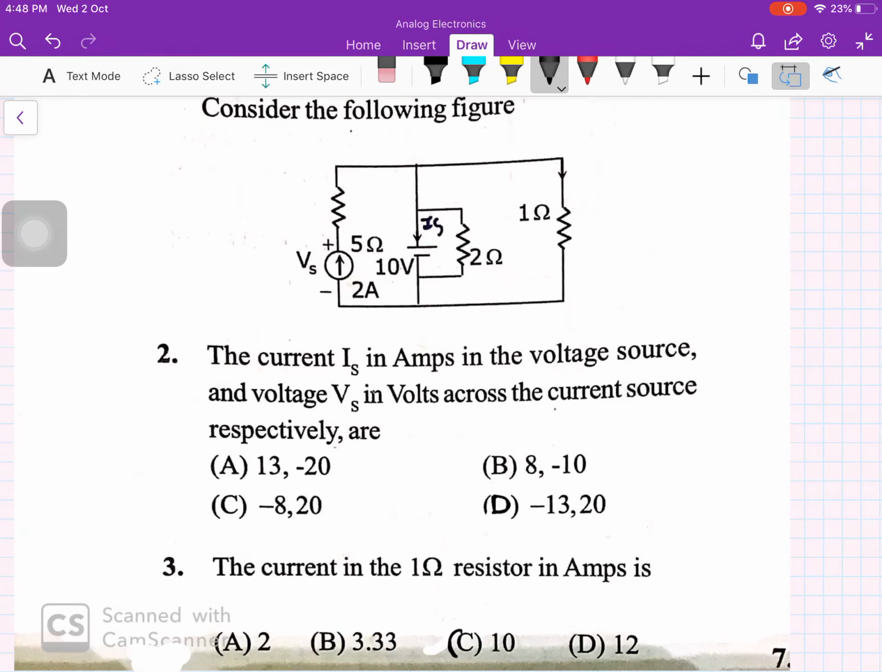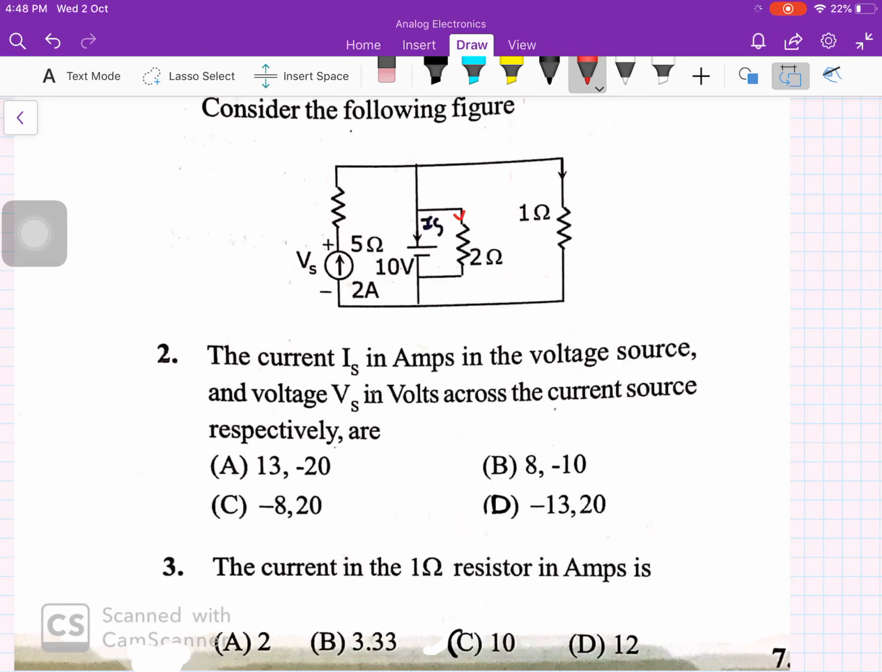Alright then, let's solve this problem. The current I in amps and the voltage Vs in volts across the current source, respectively, are... Okay, whenever I see a voltage source connected in parallel across something like these two resistors here, I can figure out the current flowing through those resistors.